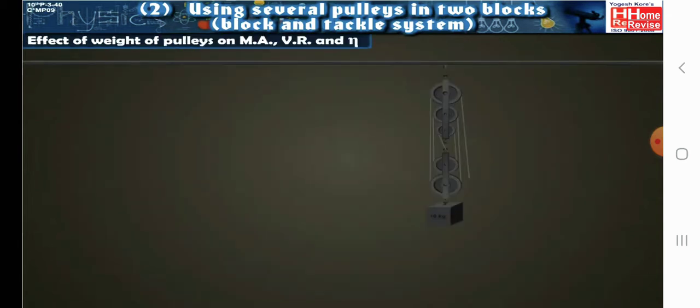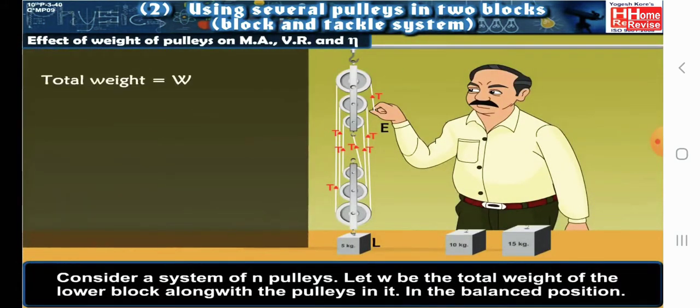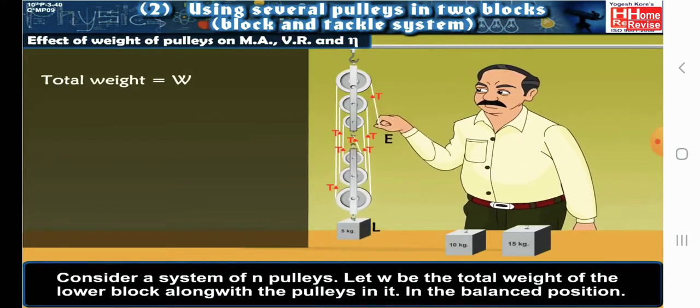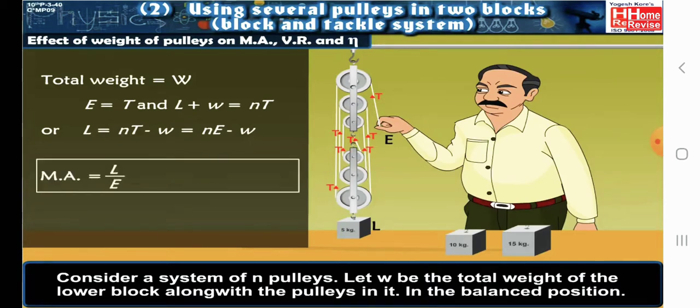Effect of weight of pulleys on MA, VR and efficiency eta. Consider a system of N pulleys. Let W be the total weight of the lower block along with the pulleys in it. In the balanced position, E is equal to T and L plus W is equal to NT. L is equal to NT minus W, which is equal to NE minus W. MA is equal to L upon E, which is equal to NE minus W upon E, which is equal to N minus W upon E. Let this be equation 26.